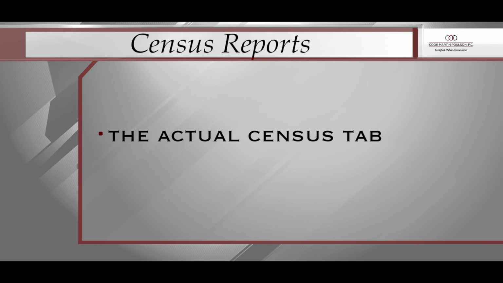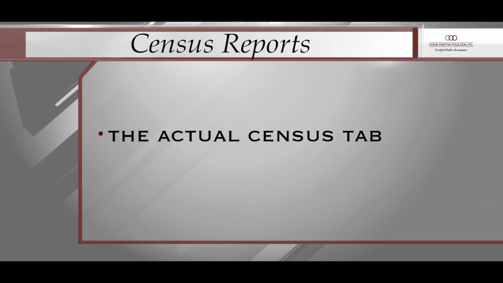The next tab is the actual census tab. On here you can see that we've listed a sample employee, John Doe. We've treated this as if your plan allows 1 year of service with 1,000 hours worked before plan entry. And so in this example, John Doe was hired on February 1st, 2015.